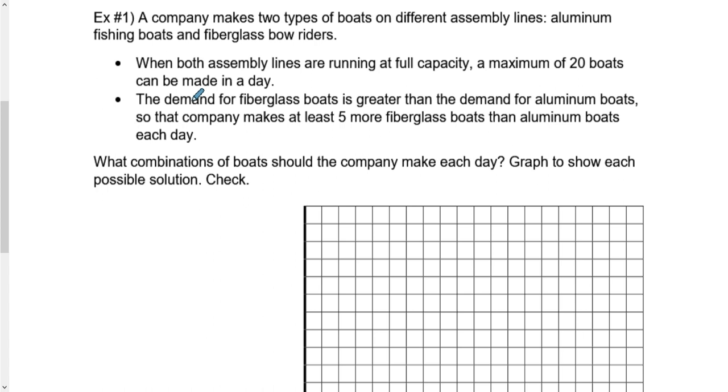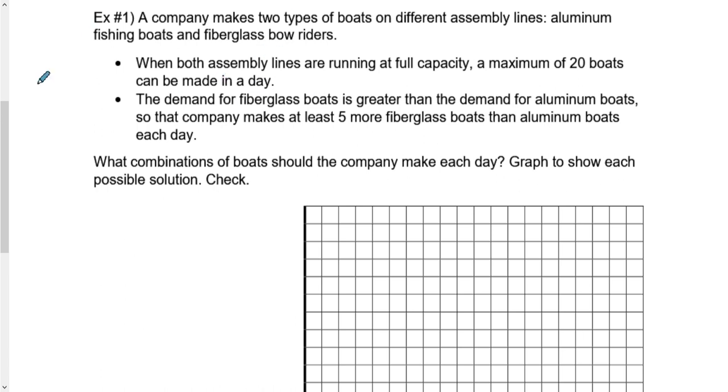But a stipulation is that the demand for fiberglass boats is way greater than the demand for aluminum boats. So in order to coordinate for that, the company makes at least 5 more fiberglass boats than aluminum boats each day. What combinations should the company make each day? Then we're going to graph to show each possible solution, and we're going to check our answers.